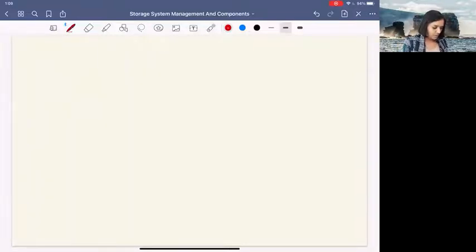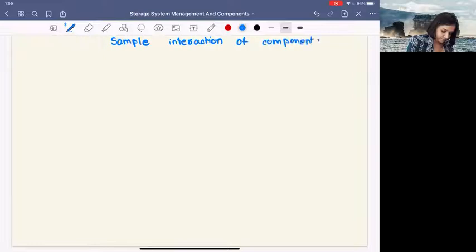Now let's look into a sample hierarchy or sample interaction of OS component diagram. So I would represent, we have different components like CPU that does the compute.